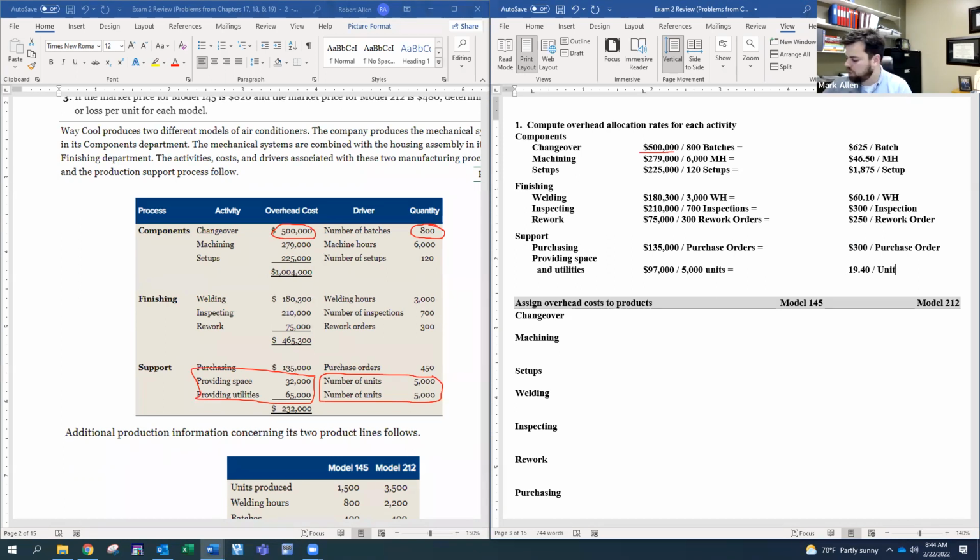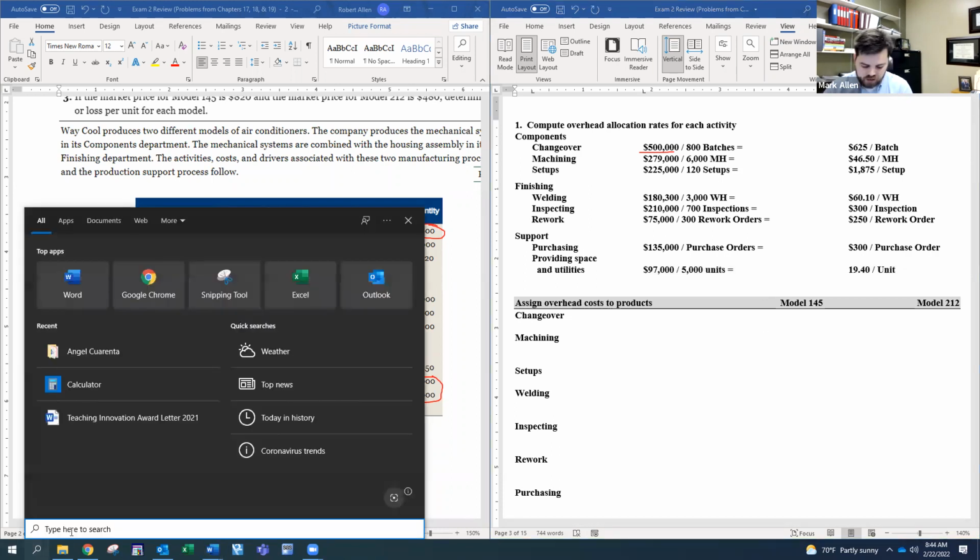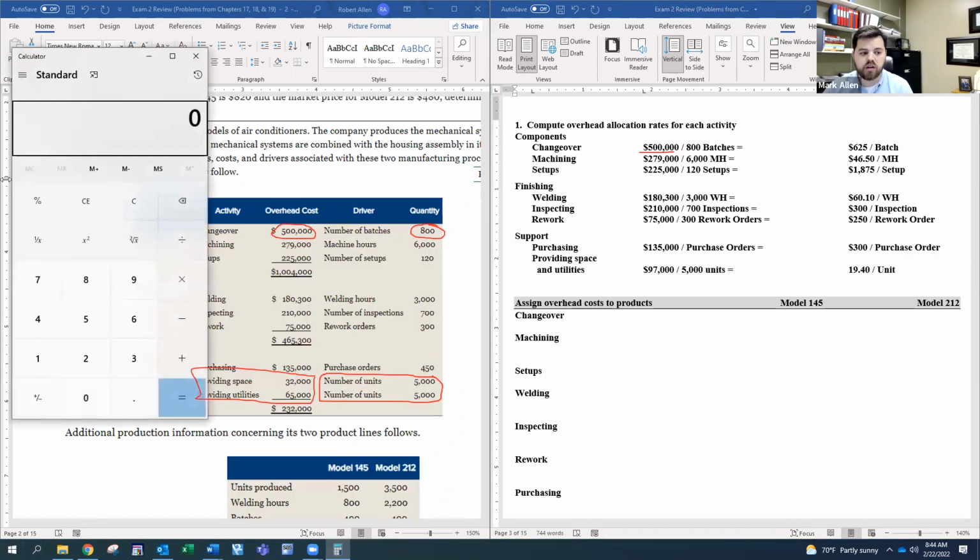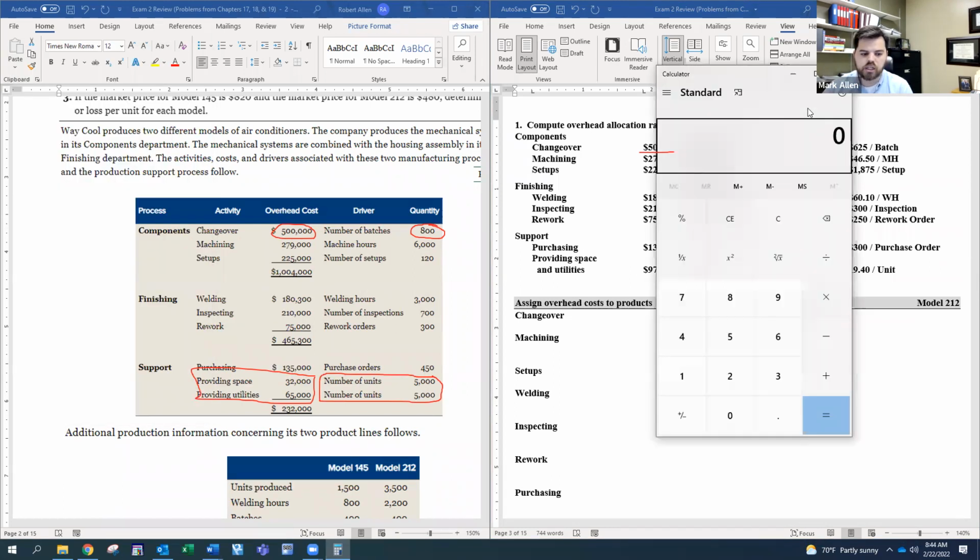Now, you say, well, I don't know if I believe that, Mr. Allen. So can you prove that to me another way? And I say, well, sure, I can. So here's the thing. What we just got was $19.40 per unit. Now, if you don't believe that, and you say, well, I think we should have added that, okay, well, had you added that, this is what you would have done. You would have done 32,000 plus 65,000 divided by 10. You would have gotten $9.70.